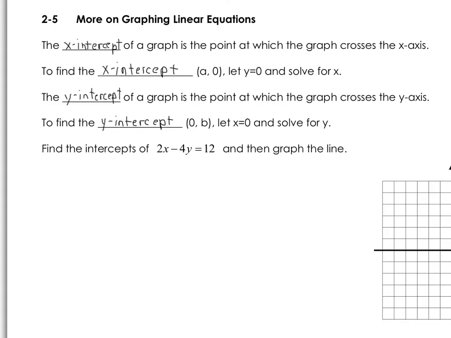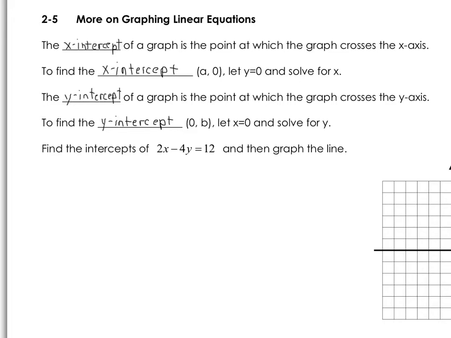Section 2.5, more on graphing linear equations. The x-intercept of a graph is the point at which the graph crosses the x-axis. To find the x-intercept, we'll call it A, the point (A, 0), let y equal 0, because you have (A, 0), so y is 0, and solve for x.